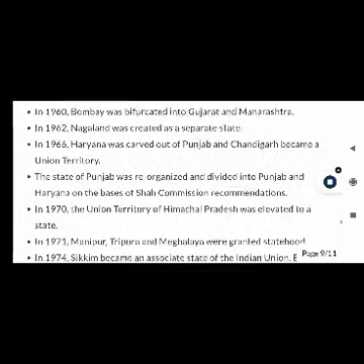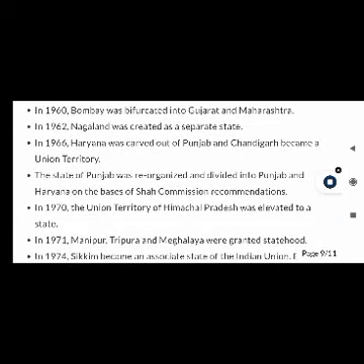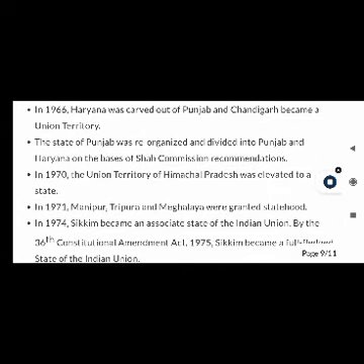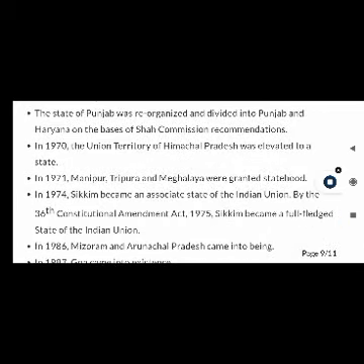In 1960, Bombay was bifurcated into Gujarat and Maharashtra. In 1962, Nagaland was created as a separate state. In 1966, Haryana was carved out of Punjab and Chandigarh became a union territory. The state of Punjab was reorganized and divided into Punjab and Haryana on the basis of Shah Commission recommendations.